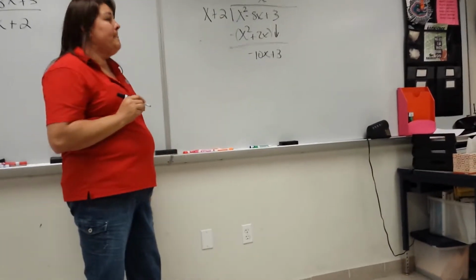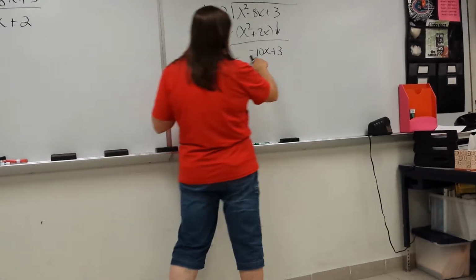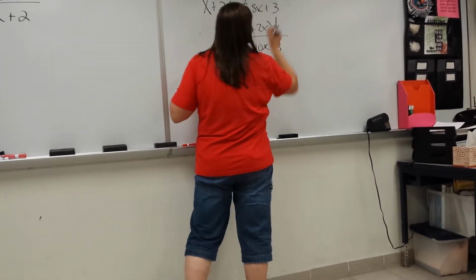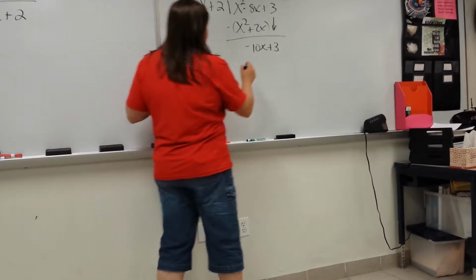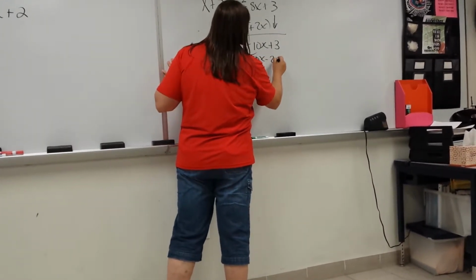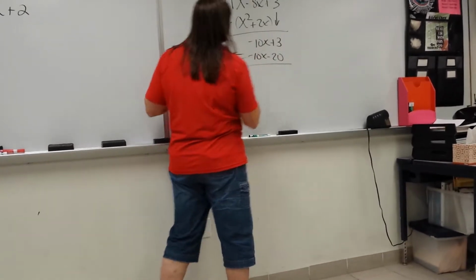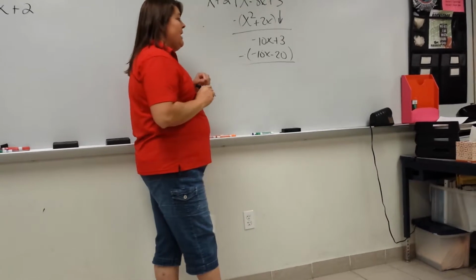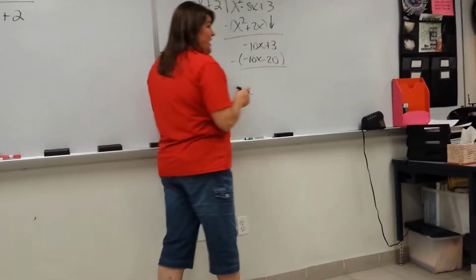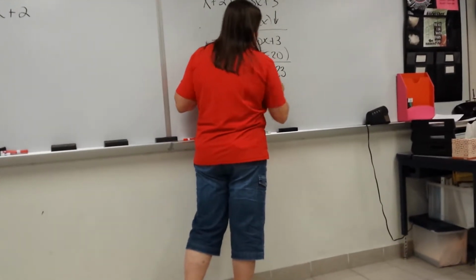Everybody okay? Next thing, right? So minus 10. I think you guys would all agree. Multiply it out. So negative 10x minus 20, right? We're multiplying, so we're going to subtract it out. The 10x's go away, and I end up with 23. Very nice.